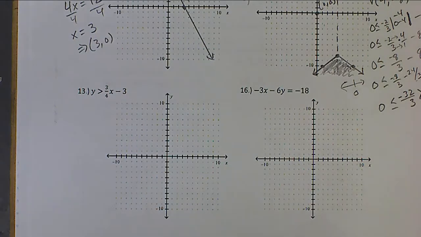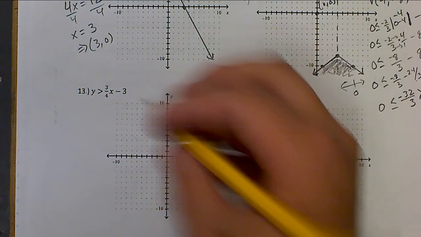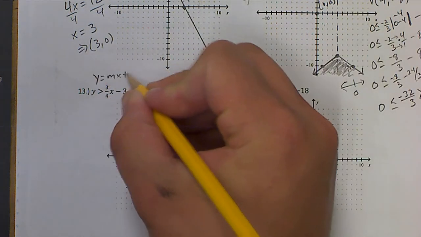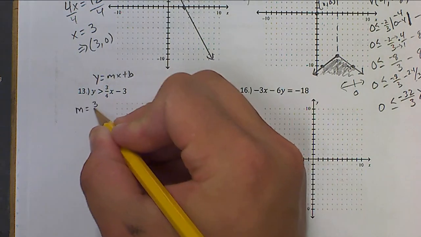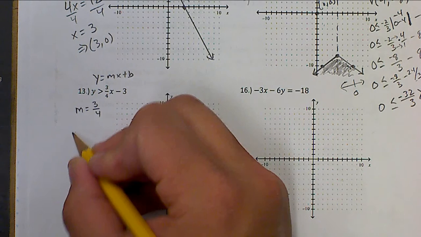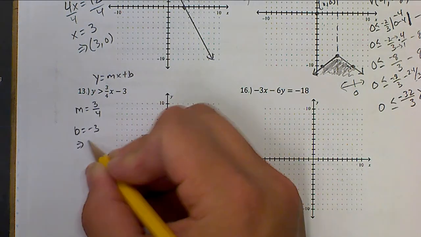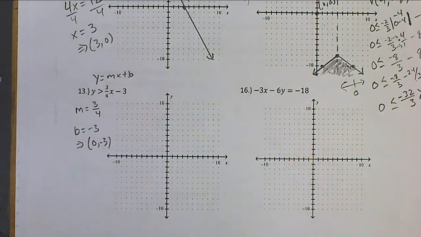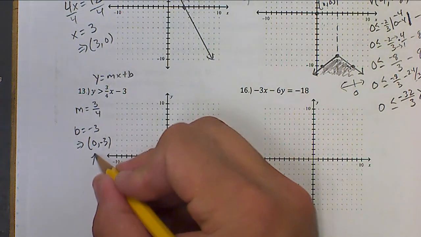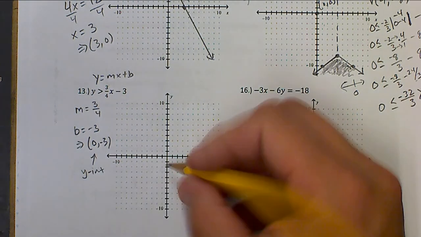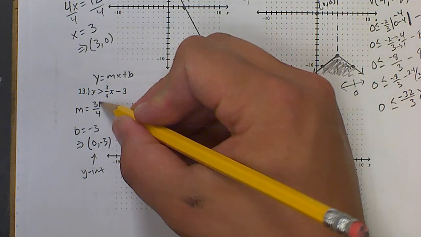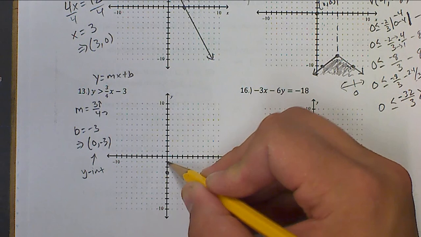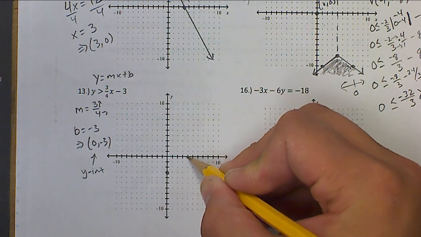Number 13, we have y is greater than 3/4 x minus 3. This is really similar to y equals mx plus b, or slope-intercept form. By inspection, we can see that m is equal to 3 over 4, and b is equal to negative 3. That implies that 0, negative 3 is the y-intercept. Go ahead and plot 0, negative 3. There's that. Use the rules of slope. Go up 3, to the right 4. 1, 2, 3, to the right 4. 1, 2, 3, 4. Here is my second point.